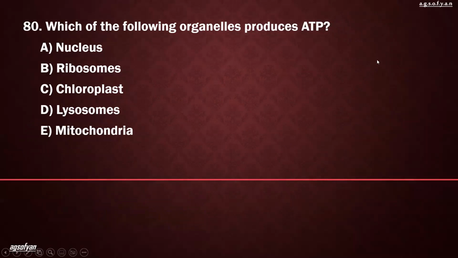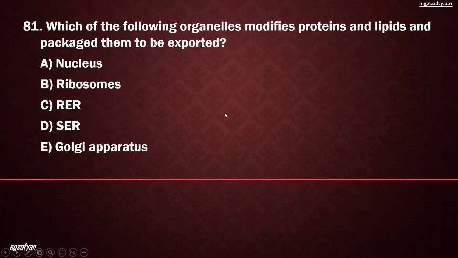Which of the following organelles produces ATP? Mitochondria. That's the same question. It's not a tricky question, it's the same question. Which of the following organelles modifies proteins and lipids to make final products like hormones and enzymes that will be exported later? Golgi apparatus. Yes, Golgi apparatus, you get it. Okay, make sure you have this memorization.